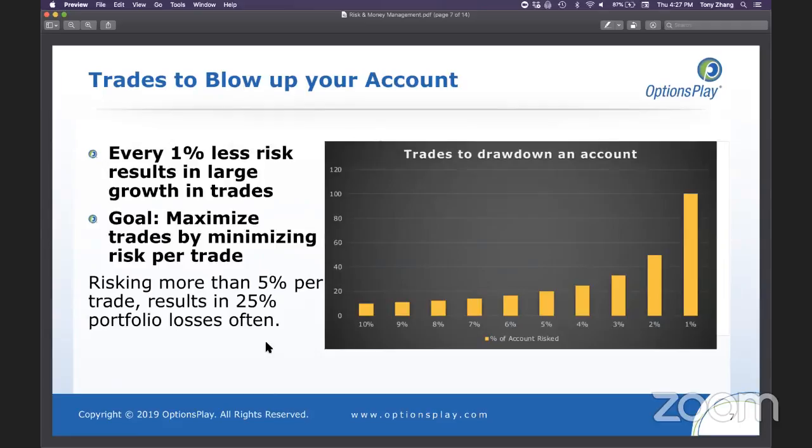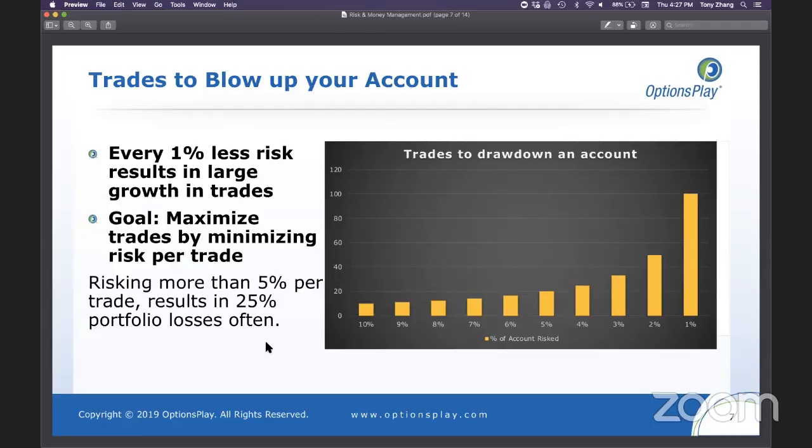So let's talk about blowing up your account, because this is something that perhaps especially some of you that may have started with a small account may have done and may have blown up your account before. I'm sure some of you may have done it in 2008. Some of you may have blown up your accounts in December. Some of you may never have blown up your account. Hopefully, we help prevent you from doing that.